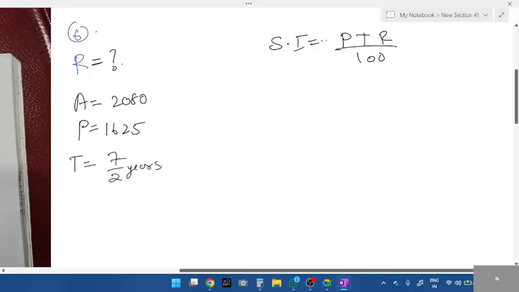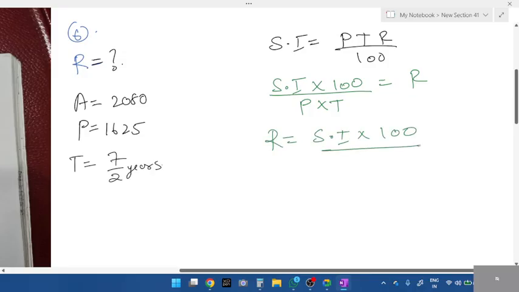If I want to find rate, students, what happens to 100? It gets multiplied. What happens to P and T? Divided. First point, R. You can rewrite the formula like this: R is equal to SI into 100 divided by P into T. Both are the same. I've rewritten this.